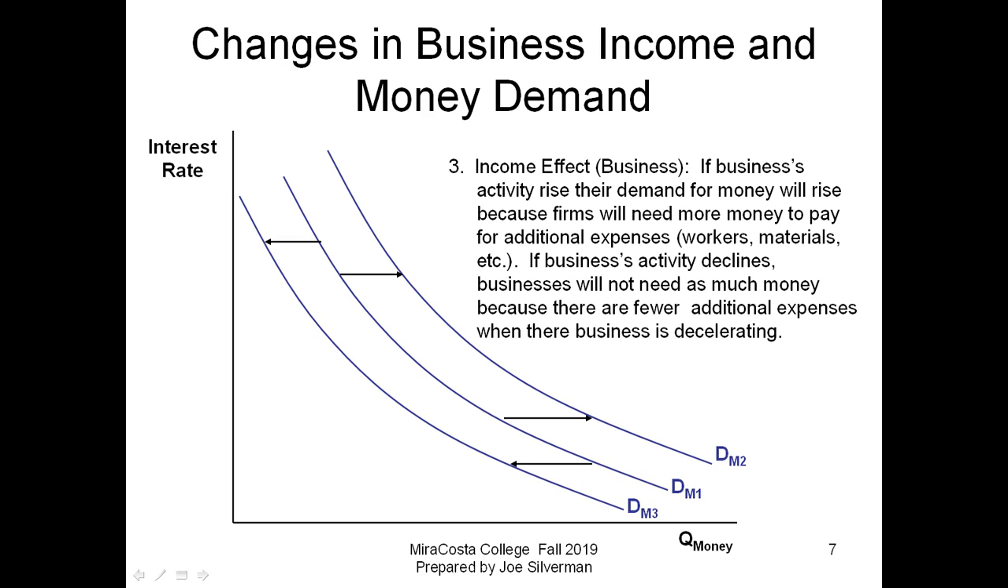On the other hand, if incomes were to go down, businesses would cut back. They would probably cut back on the amount of new investment. They'd probably cut back on the amount of hours that workers work. They might even lay workers off in an extreme situation. But all of these things would lead to a leftward shift in the demand for money.